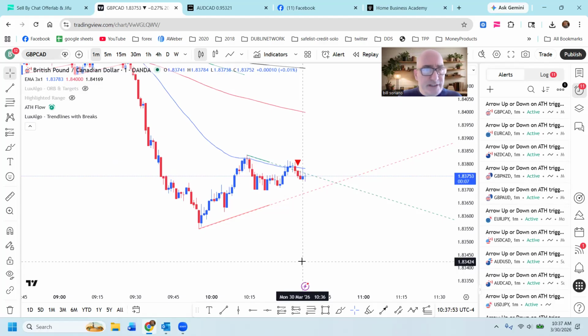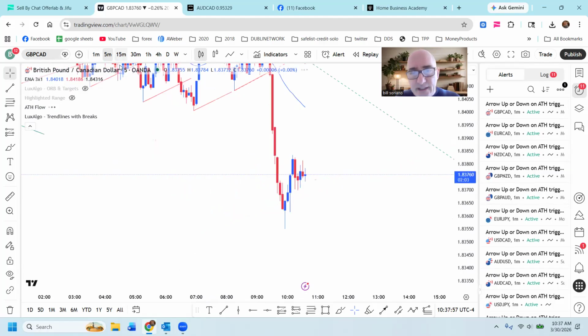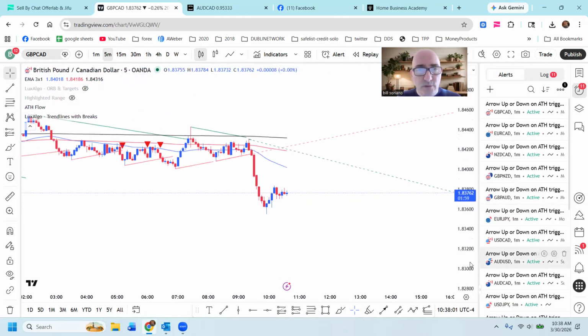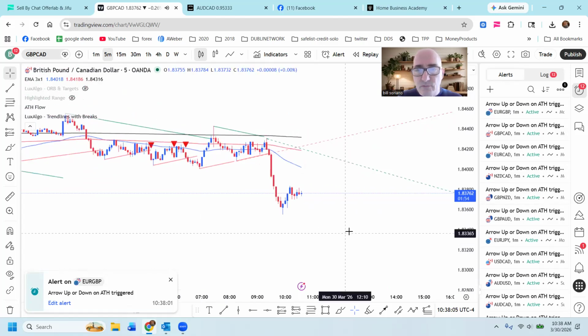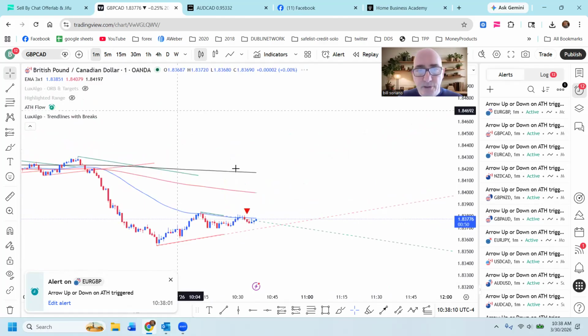Now, the guys in the community, they may just look at the 5-minute and say, well, is there anything stopping this trade from going down further? And you can see here that there really isn't, right? So they may find this trade appealing.